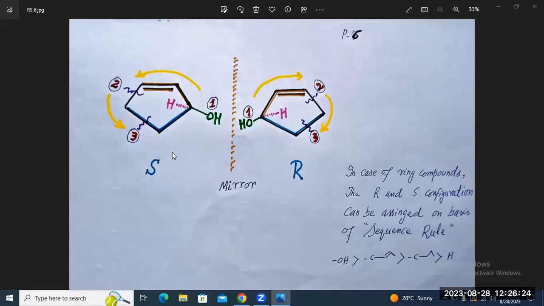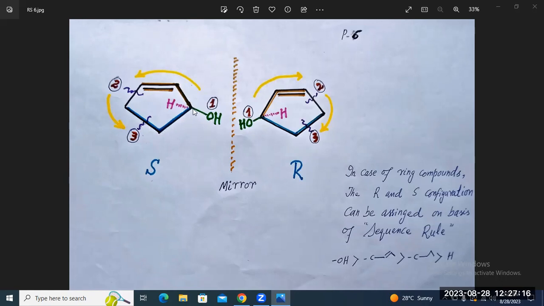Taking the example of the ring molecules, we can see here this is the carbon, which is the chiral carbon, containing the OH group and the hydrogen. And on this side, you can see from here up to here, this is one fragment containing a single bond and here the double bond. Similarly, on this side, from here to here and here to here, we can see the presence of single bonds. So the side having the double bond would get priority over the side having the single bond.